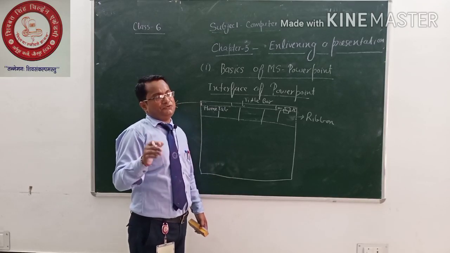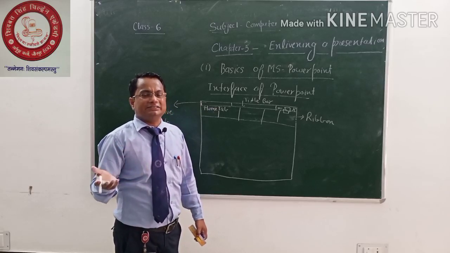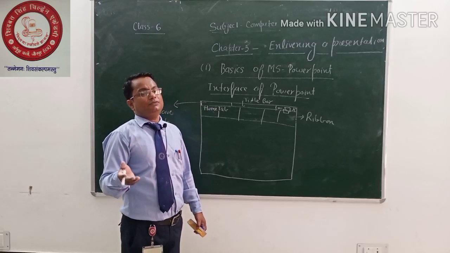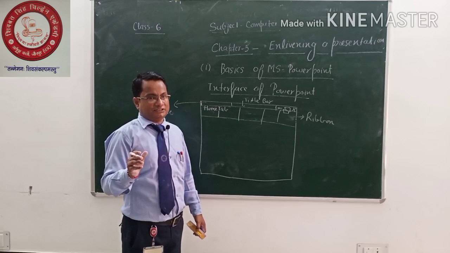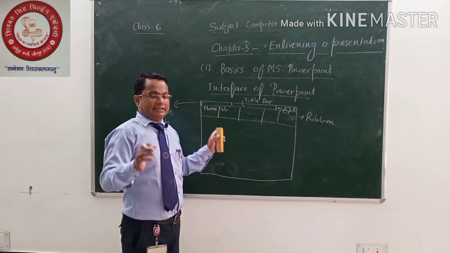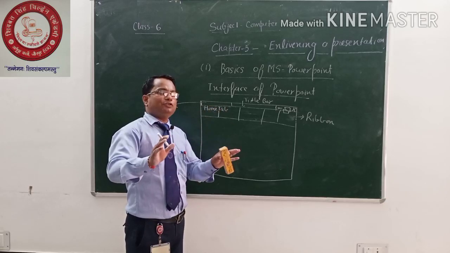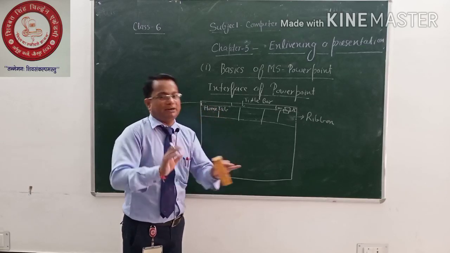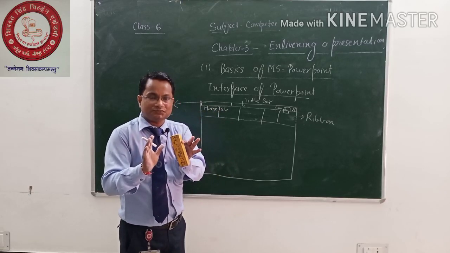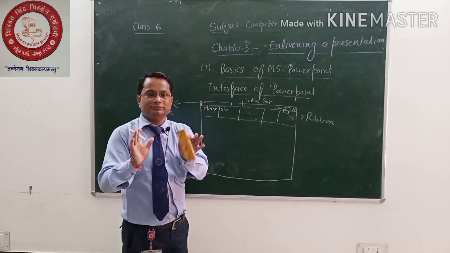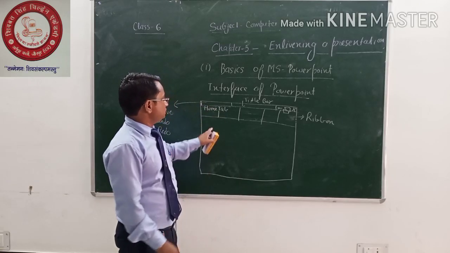In the same way, if you talk about some other tab, then you will get some other buttons. So please ensure that every tab has many kinds of groups and every group has many kinds of buttons. Is it clear? Any doubt? Please come to the next topic.